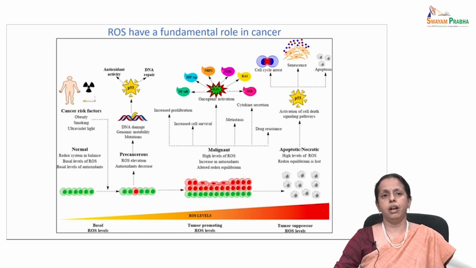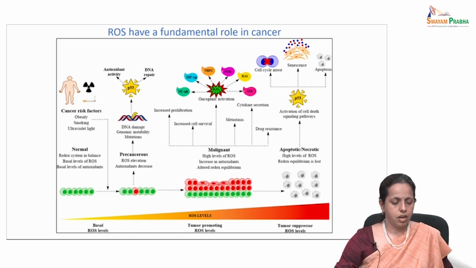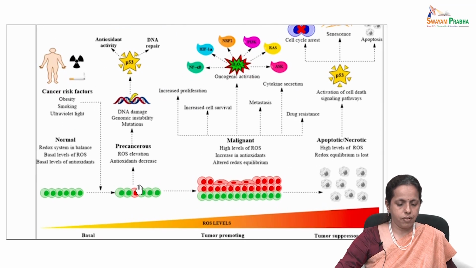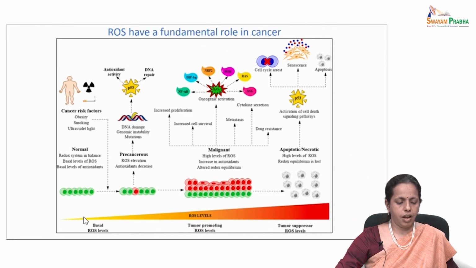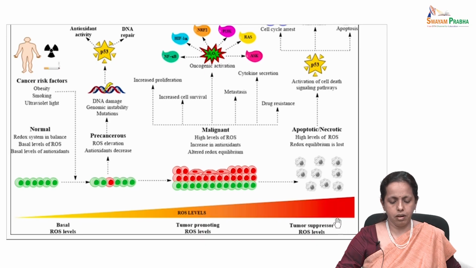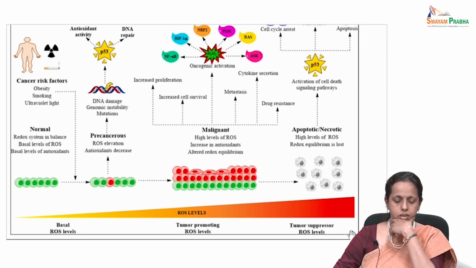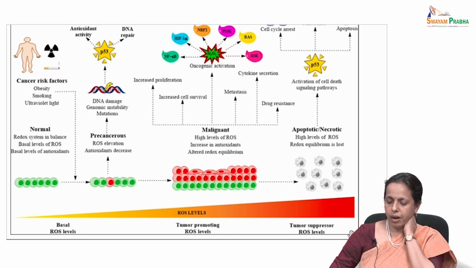I want to establish that ROS have a very prime role in cancer. Here you can see that when ROS levels are low, basal ROS levels are in the normal scenario, whereas tumor-promoting ROS levels are increased. Then for tumor suppression, with high levels of ROS, the redox equilibrium is lost, and thereby activation of P53 due to cellular damage can induce cell cycle arrest.